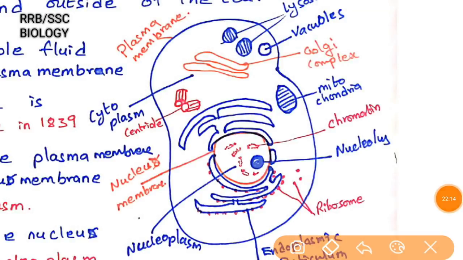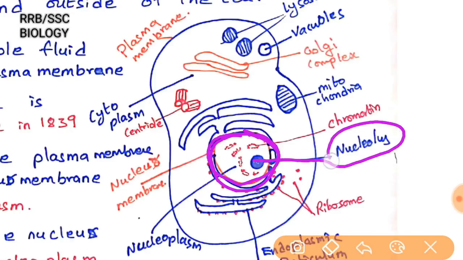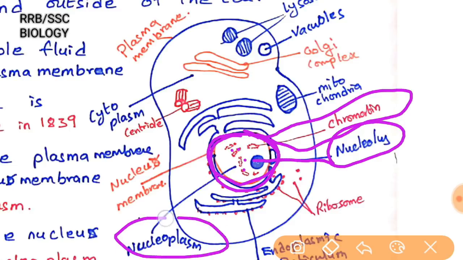Next, we will see the nucleus, friends. We will see the nucleus here within the cell. This is called the nucleus. Nucleus has two components mainly, which is blue in color. It is called nucleolus, and other fiber-like structures here and there are called chromatin, friends. These are made up of chromatin, and the protoplasm inside the nucleus is called nucleoplasm.